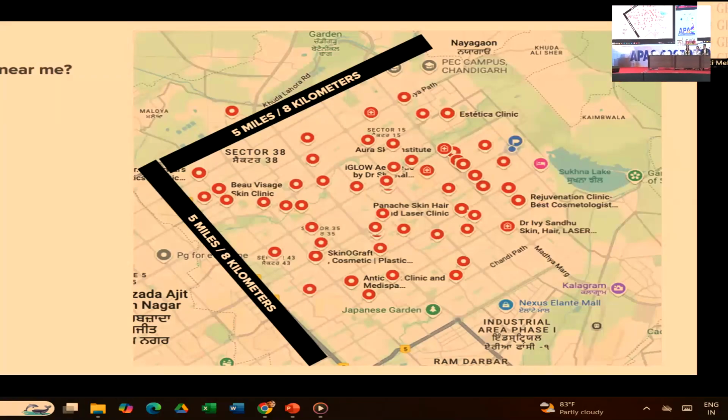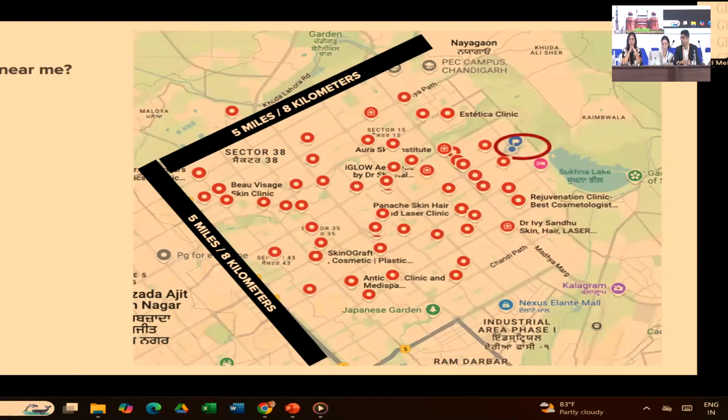So, as oculoplasty surgeons, why do we need to set up an aesthetic practice? The first slide is the reason number 1. If you see where I practice and I Google Botox near me, the number of places that pop up within a 5 mile square radius are immense. There are more than 30 such places.